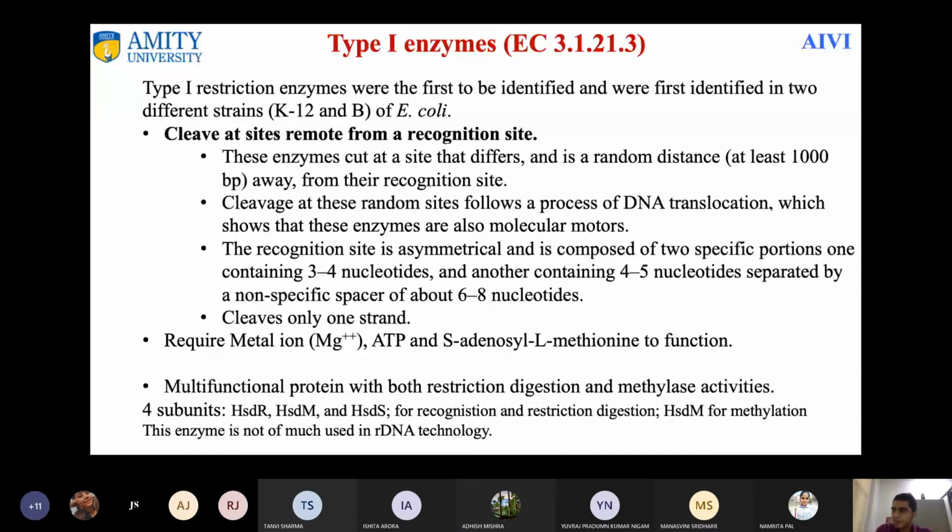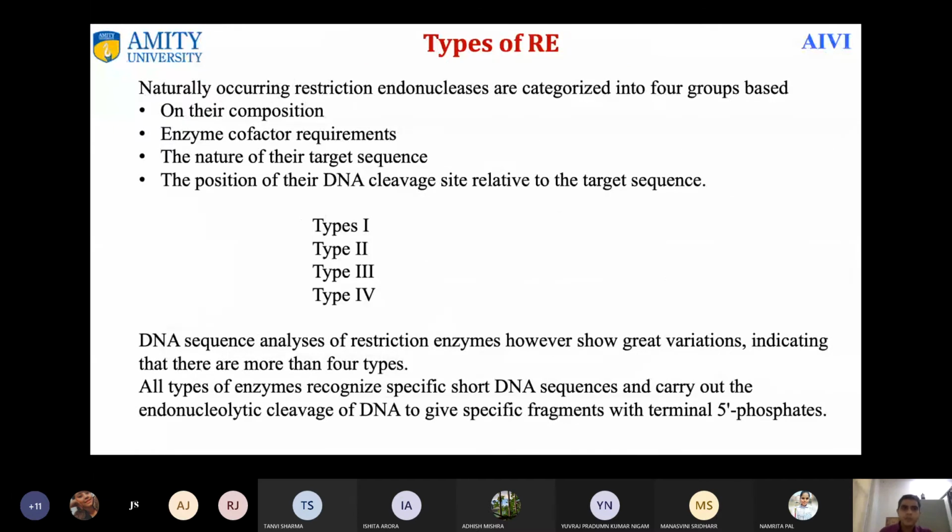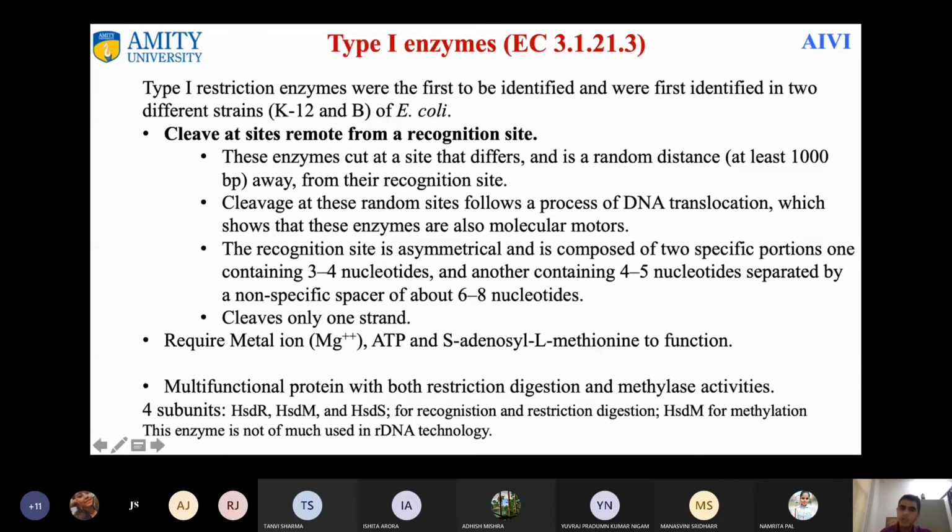Now, it cleaves only one strand. This is another property. Among the properties we mentioned, there is the cleavage site: some enzymes cleave both strands, but this one cleaves only one strand. It is not cleaving both strands. So this is the property of your type 1.